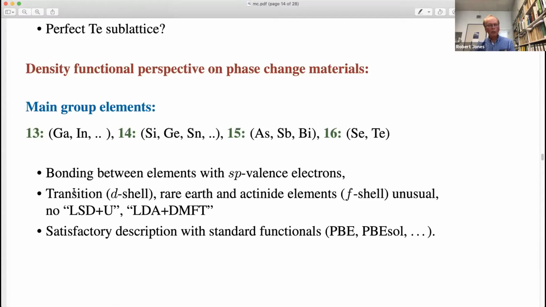If you are interested in materials where you have transition elements with a partly filled d shell, or rare earth and actinide elements with a partially filled f shell, you often have to work quite hard. The standard approximations that we make in standard functionals do not work in many cases if you have these materials, and so it is favorable to us that we can use standard methods. I will come back to that at the end.